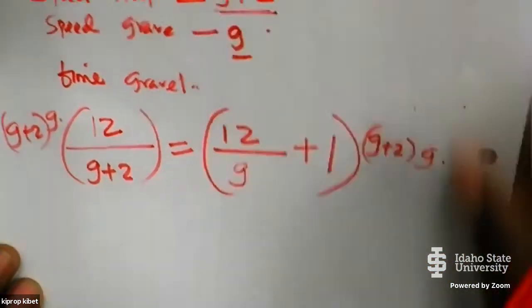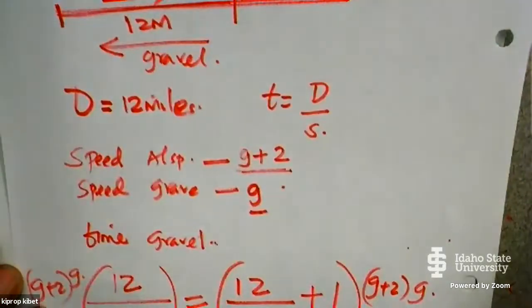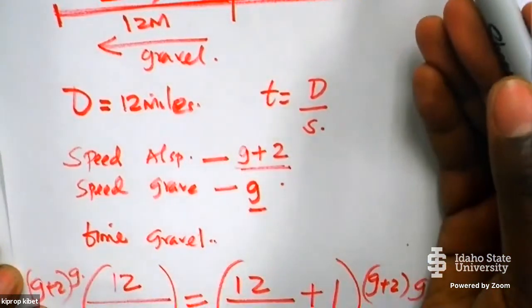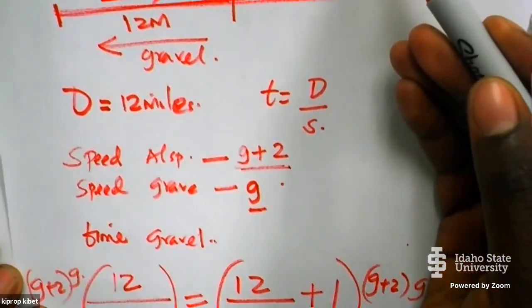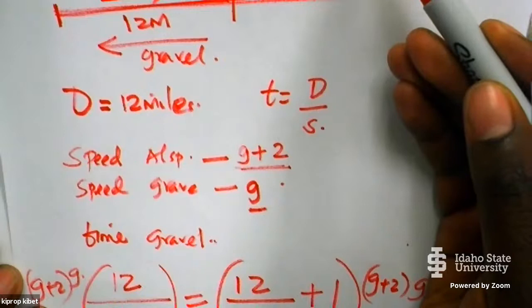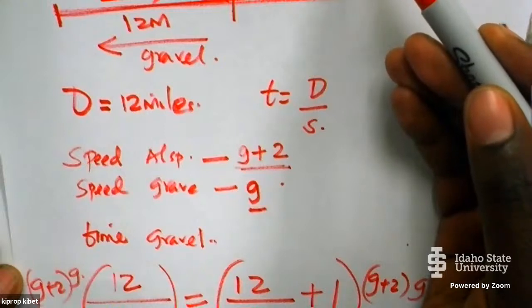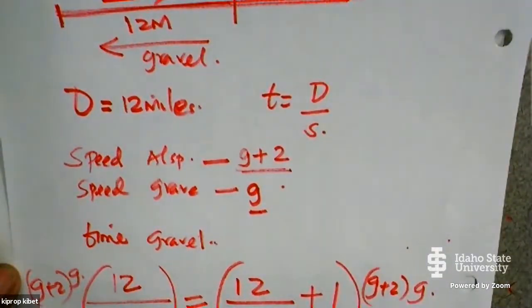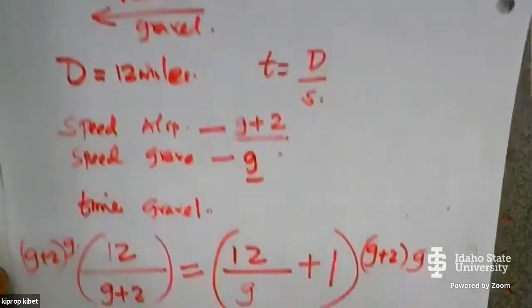Am I doing it wrongly? Let me see that. The walk on the gravel took 1 hour longer than the walk on the alpha. Yeah, I'm doing it correctly. But I did it wrongly in your notes. So in your notes, I did something wrong.